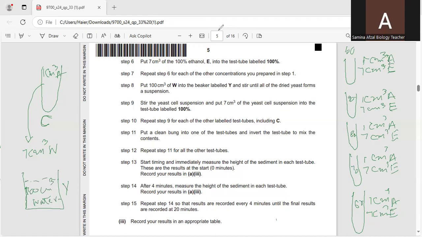Then we will repeat step 9 for each of the other labeled test tubes. We will stir the yeast cell suspension. We will dissolve it by stirring and then put 7 cubic centimeter of the yeast cell suspension into the test tube labeled 100%. So in the test tube labeled 100%, we will add 7 cubic centimeter of yeast suspension.